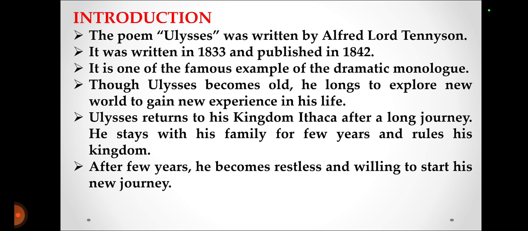So, you have to know the meaning of dramatic monologue. It means a poem written in the form of a speech of an individual character. Though Ulysses becomes old, he longs to explore the new world to gain experience in his life. Ulysses returned to his kingdom Ithaca after a long journey. He stays with his family for a few years and rules his kingdom. After a few years, he becomes restless and willing to start his new journey again.